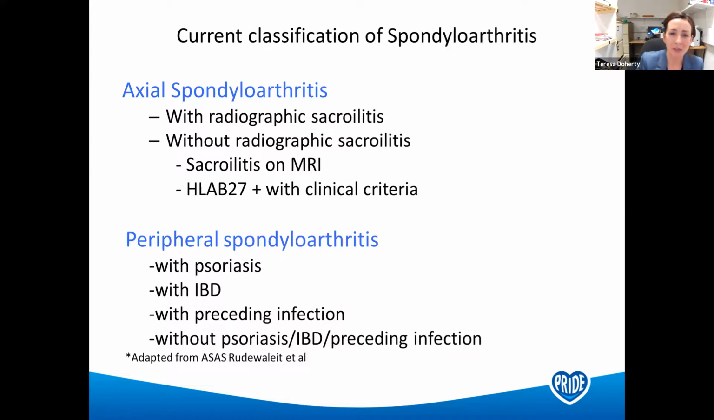In the current classification of spondyloarthritis, we split it into axial and peripheral. The axial can be radiographic or non-radiographic sacroiliitis. We normally rely on MRI studies to pick up sacroiliitis, but even if it doesn't show, we can still classify it as non-radiographic if we're convinced that a number of other criteria are met, and I'll show you some lists of criteria in a minute. The peripheral spondyloarthritis is usually associated with psoriasis, inflammatory bowel disease, a preceding infection, that is a reactive arthritis, or with any of those, or without any of those.